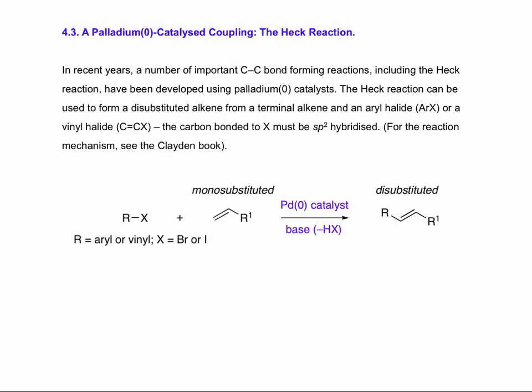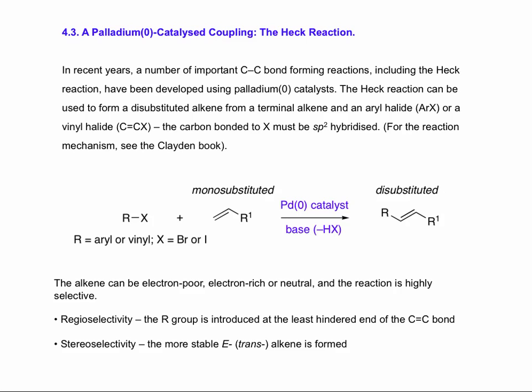So here is the Heck reaction. We're taking an aryl or vinyl halide here, where X is typically bromine or iodine. We've got a terminal alkene. In this case, it's monosubstituted. We're reacting it with a palladium zero catalyst, and we're going to lose HX from these two reagents. We're going to lose an H atom from the end of the alkene. We're going to lose the X here from the vinyl or aryl halide, and we're going to form a di-substituted alkene. So the monosubstituted alkene is converted into a di-substituted alkene.